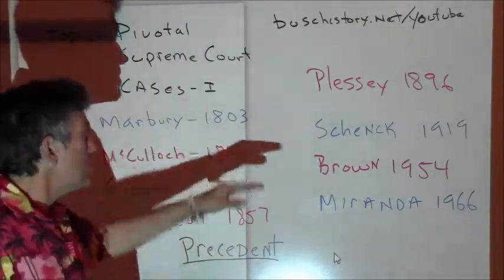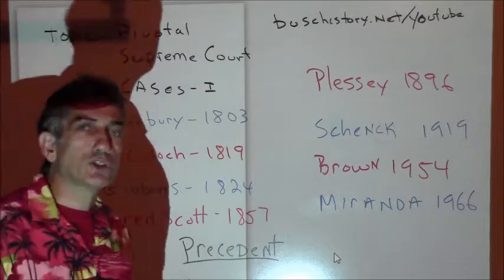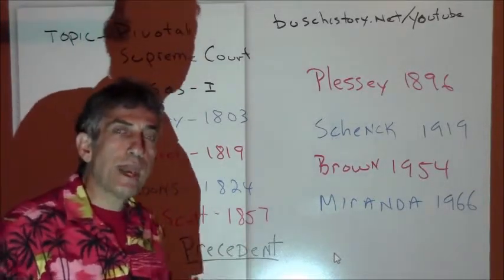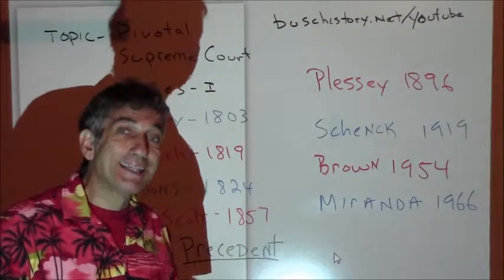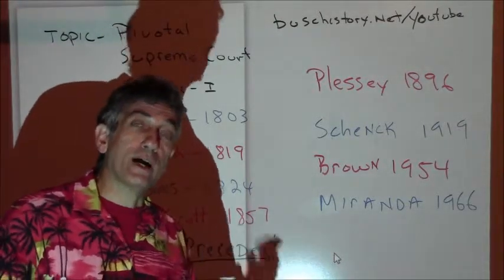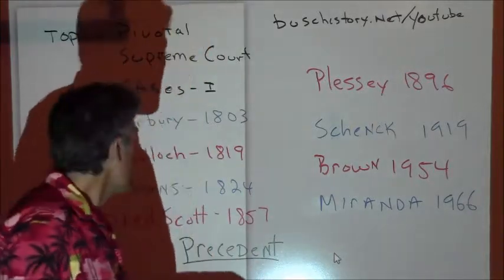Marbury in 1803 sets up the precedent of judicial review, that the Supreme Court can review laws passed by the United States Congress and can turn around and declare that those laws are null and void, or the term unconstitutional is used. So that would be Marbury.